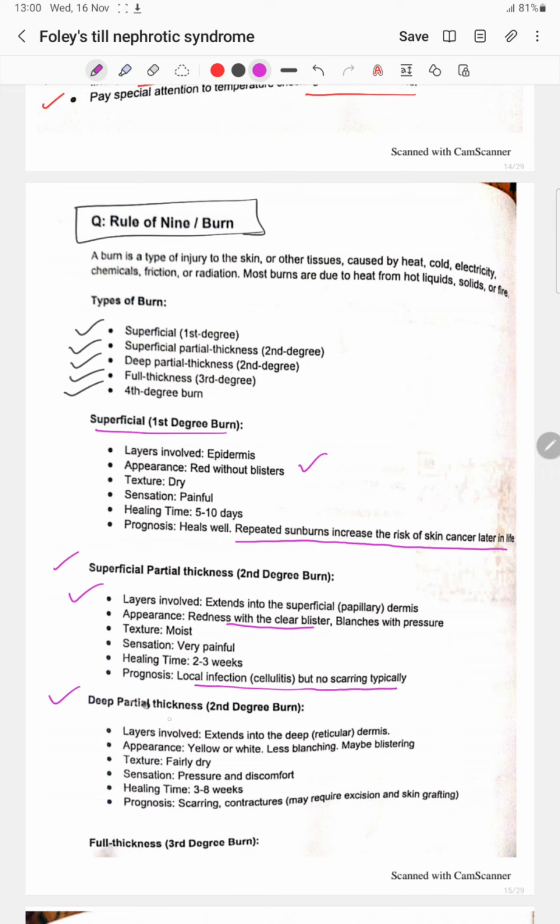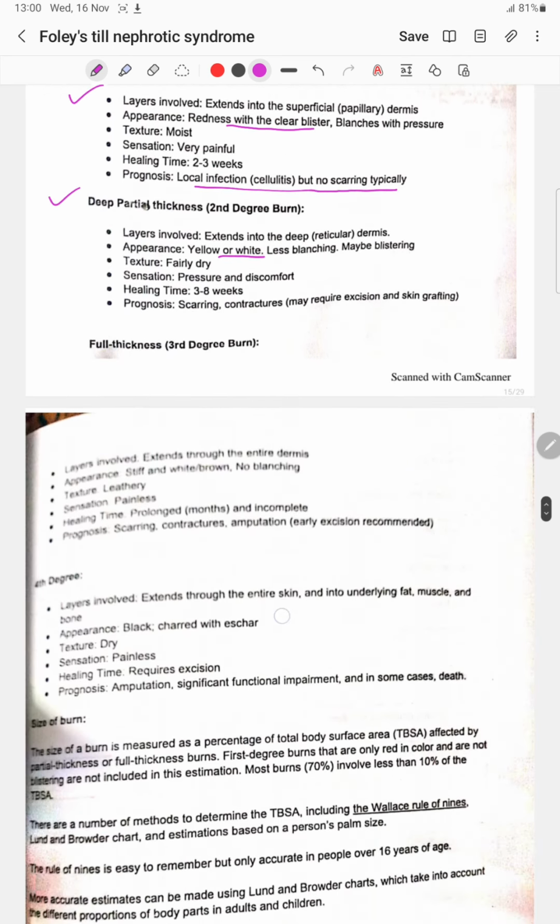The third is the deep partial thickness, the second degree burns. The layer involved extends into the deep reticular dermis, and the appearance is yellow or white, with less blanching, and maybe blistering. The texture is fairly dry, and the sensation is pressure and discomfort. The healing time is 3 to 8 weeks, and the prognosis is scarring and contractures.